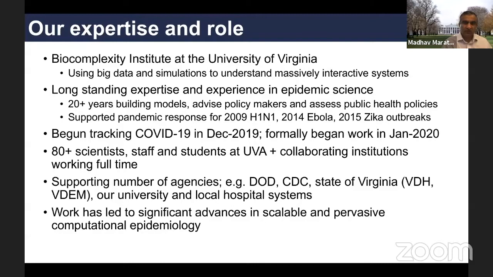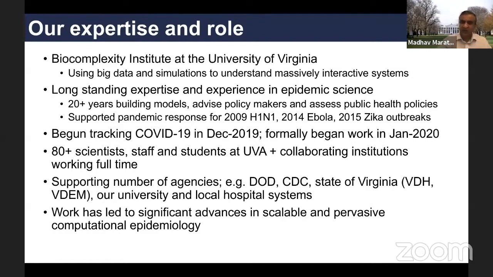We directly support policy analytics. For the DoD, we provide input to CDC through various mechanisms. We are the primary modeling group for our state and work with the Virginia Department of Health and Virginia Department of Emergency Management. And we also provide science-based evidence and analysis of policies for our universities and local hospital systems in the state.